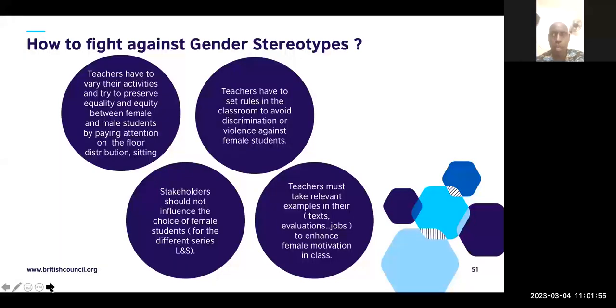Whenever a female student said, I want to be a soldier, all the boys in the class start laughing at her. And this is what we call stereotypes. It is not because we are male that we can do everything. Okay, next slide.